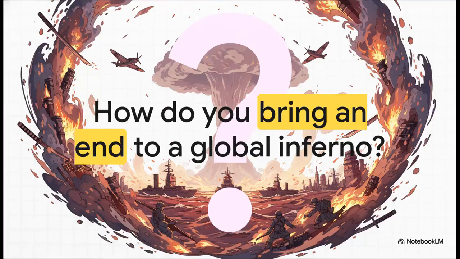So, faced with a fanatic enemy in Japan that outright refused to surrender, even as their empire collapsed, and looking at an unparalleled global death toll that was rising by the thousands every single day, the Allies were left with a truly harrowing question. How do you force an absolute, immediate end to the bloodshed?